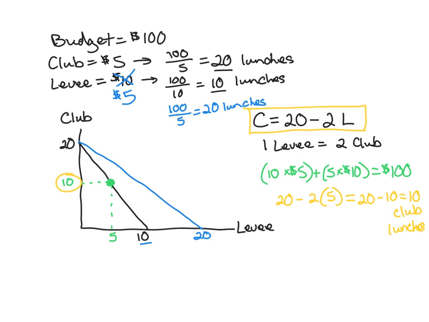And now the trade-off between club lunches and levy lunches has changed to 1 to 1. So 1 club lunch equals 1 levy lunch, versus before, 2 club lunches equaled 1 levy lunch.